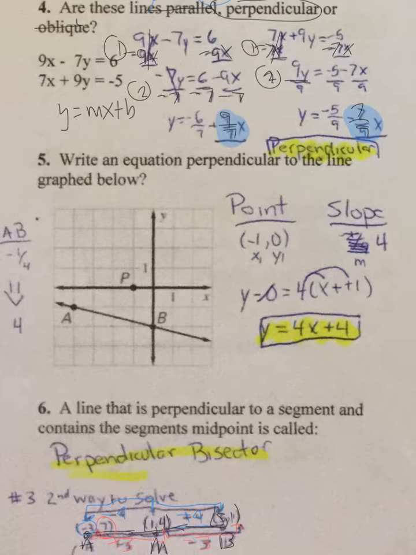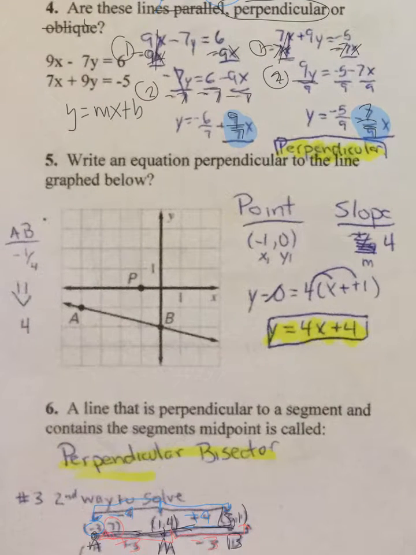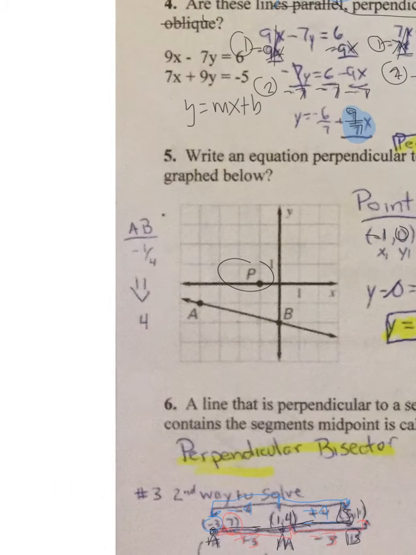5, write an equation perpendicular to the line graph below. So to write an equation, you need a point and a slope. You see the 2 things here. I know the problem didn't say it, but usually when we did these before, you use the point they gave you. So we used point P, which was at negative 1, 0. And the slope has to be perpendicular to the line given.